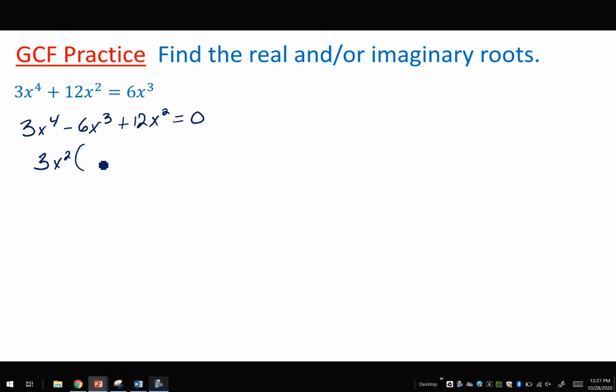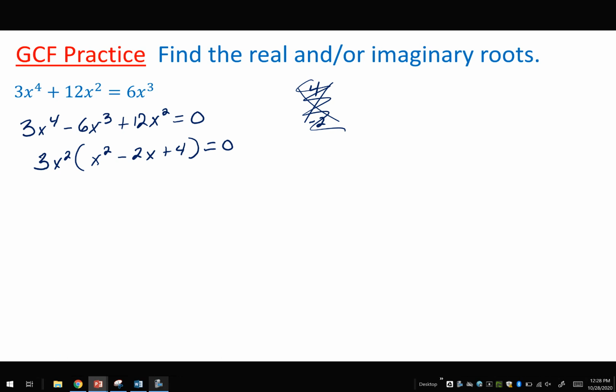So now 3x squared times x squared is 3x to the 4th, minus 2x plus 4 equals 0. All right. x squared minus 2x plus 4. Are there two numbers I can multiply to get 4 but add up to be a negative 2? I could have 4 and 1. I could have negative 2, negative 2. I could have positive 2, positive 2. Nope. This one's not factorable.